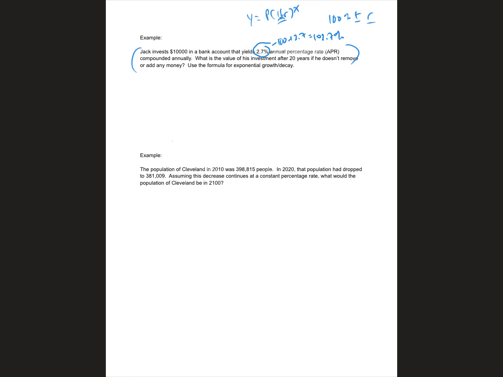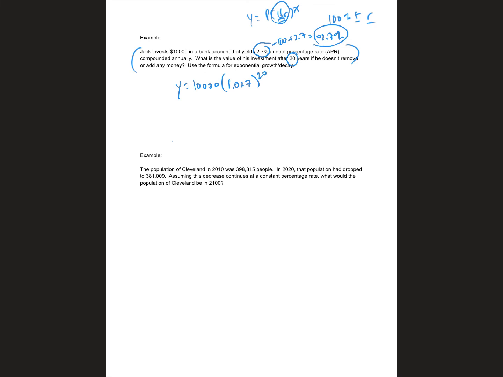So when I go to use my formula, it's going to be y equals my initial amount, 10,000, times that percentage as a decimal, so 1.027. And again, that's 1 plus 0.027 if you'd rather think of it that way, to the x power, and x is the number of times that it's being calculated, that's growing. So it's growing yearly, it's 20 years, so that's going to be a 20.